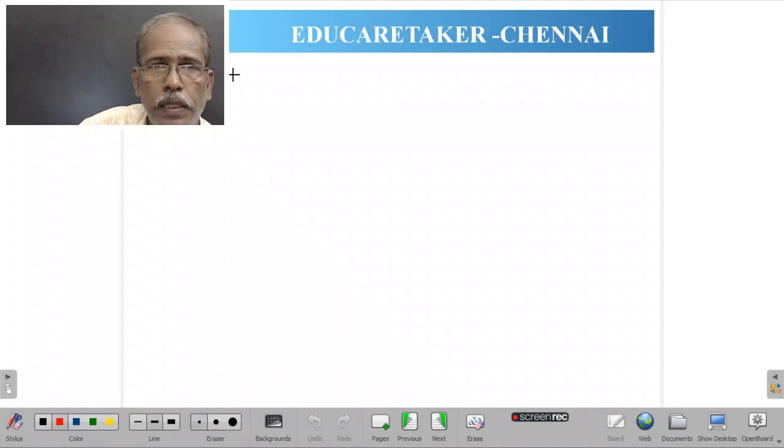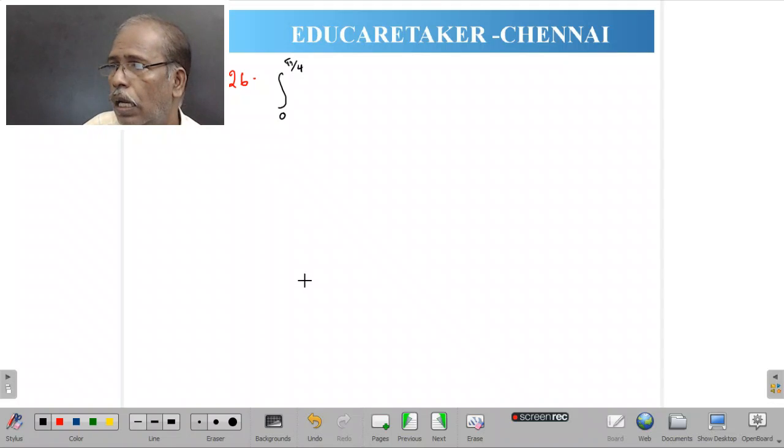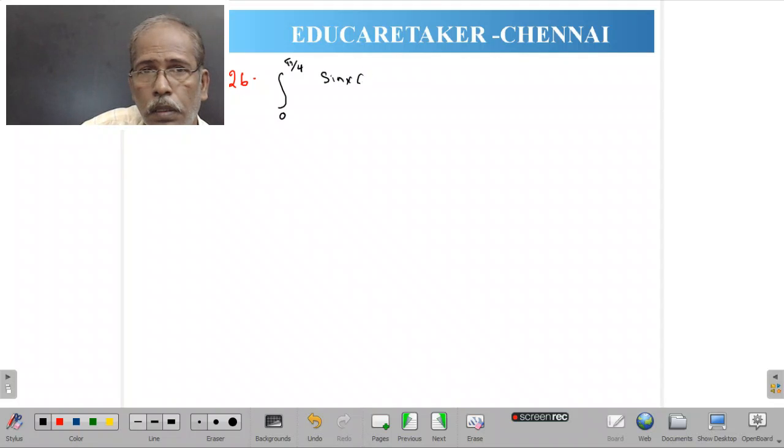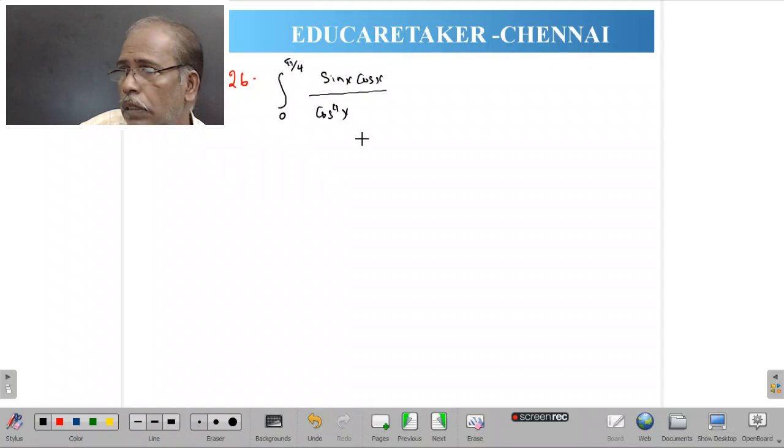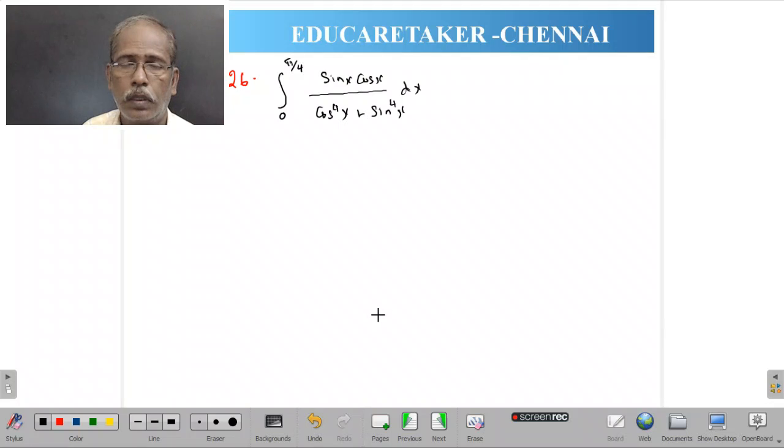Question number 26. The integral from 0 to pi by 4 of sin x cos x in the numerator, and the denominator cos power 4 x plus sin power 4 x.